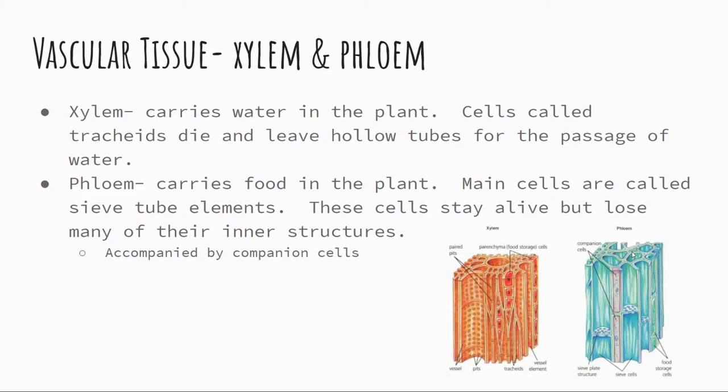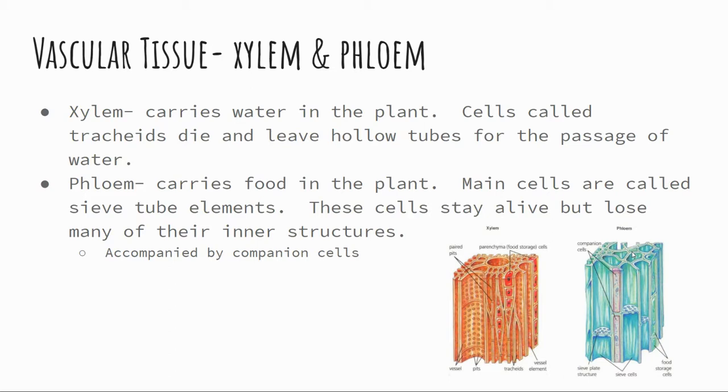Cells called tracheids die and leave hollow tubes for the passage of water. So water, again, think back to when we talked about water, the adhesion and cohesion and capillary action, all of those characteristics of water is what allows water to travel through the xylem.